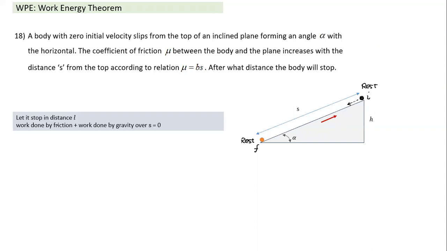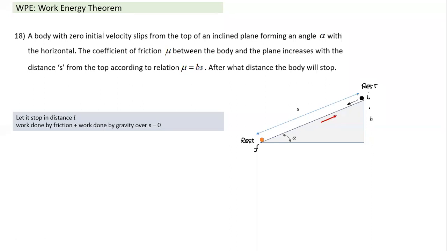Let's say it stops in distance s or L. Work done by friction plus work done by gravity over the distance s has to be 0. Only two forces are doing work. The normal reaction is not doing work. Gravity is doing work and the friction force is doing work. What is the work done by gravity? Gravity is a constant force, which is easy to calculate.